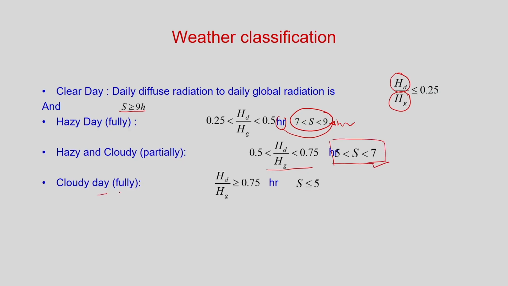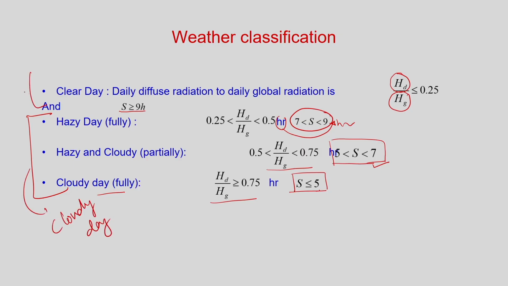And for a cloudy day, which is fully cloudy, this ratio has to be greater than or equal to 0.75, and this timing sunshine hour is less than 5 hours. So, under that condition we can have different correlations. For the time being, we will classify this as a cloudy day, and this we can say clear sky or clear day, no cloud is there. Okay.